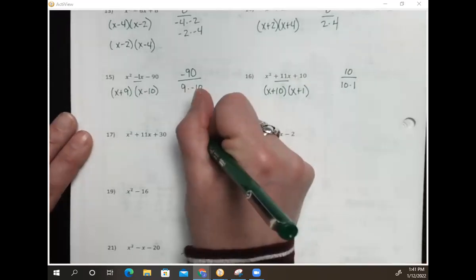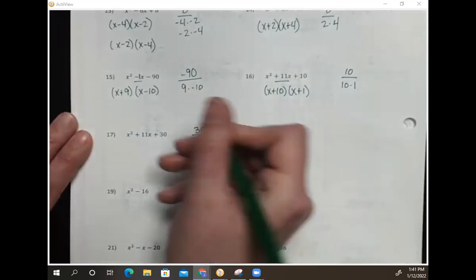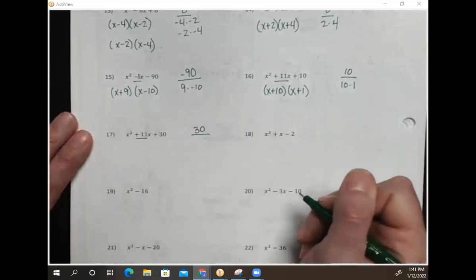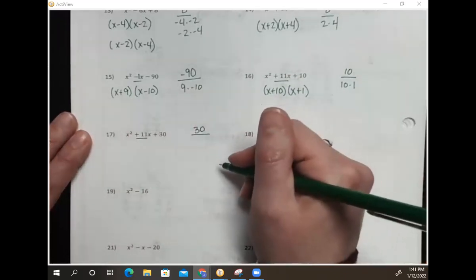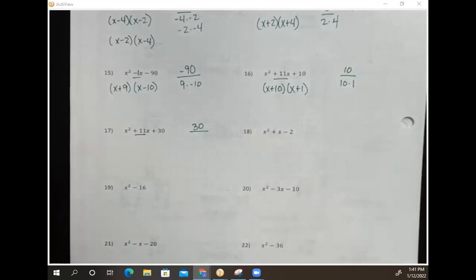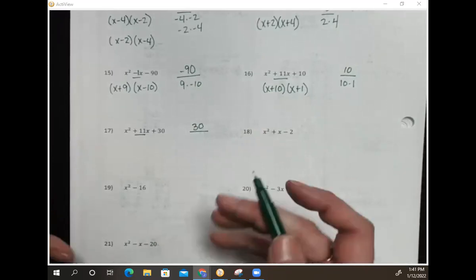Number 17, I want factors of 30 that add to 11. I'm going to go ahead and write out the list on this one, and then we'll pick. I haven't written out the factor list in a little while. And this is our first day doing this, so I would anticipate several of us probably still need to write out that factor list, and that's just fine.